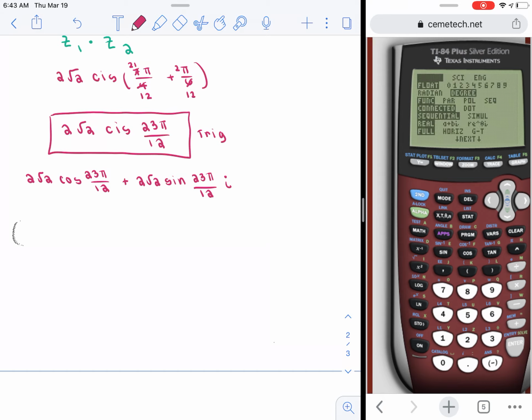Now I have to change my mode back. This can be very annoying having to change your mode, and you will have to do that a lot. So going back, cosine of 23.